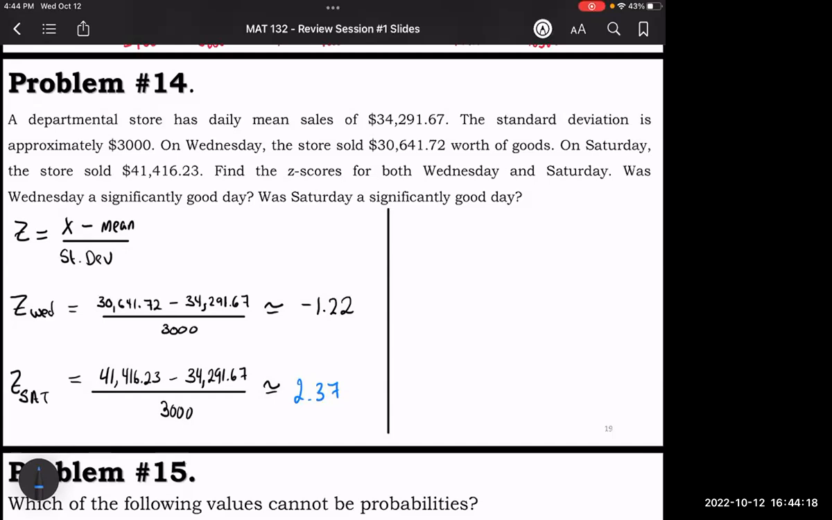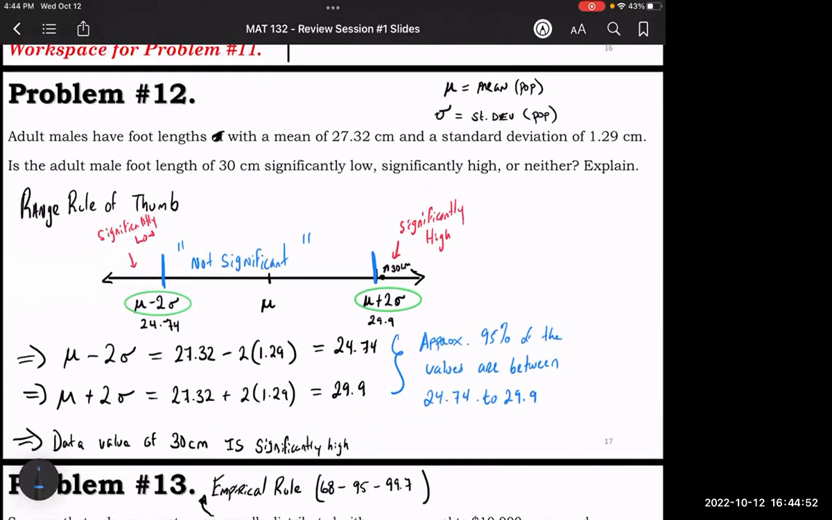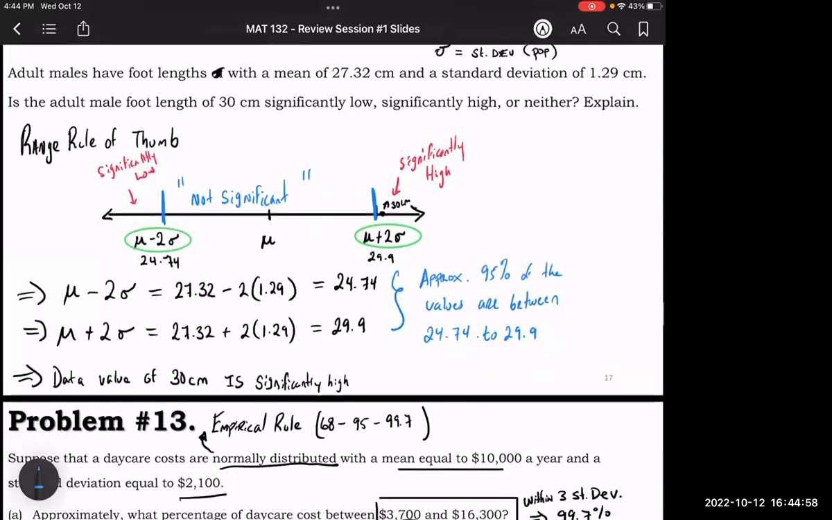So Z Wednesday, was Wednesday a significantly good day for this departmental store? No. Can we say that it was a significantly bad day? Unfortunately, no. We can't say that either. The rule of thumb for z-scores is that it's not significant when z is between -2 and 2. Remember, z tells you the number of standard deviations you're away from the mean. So this basically goes back to the idea of the range rule of thumb. If you're within -2 to +2, then it's not a significant value at all, right?